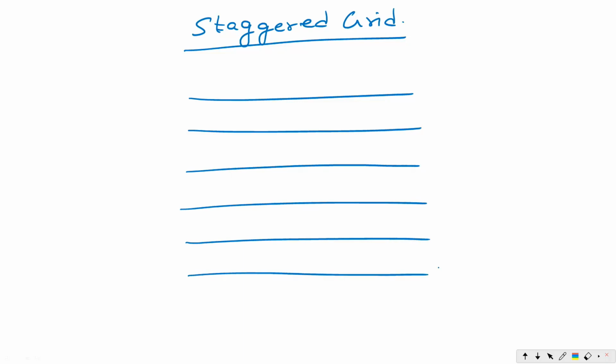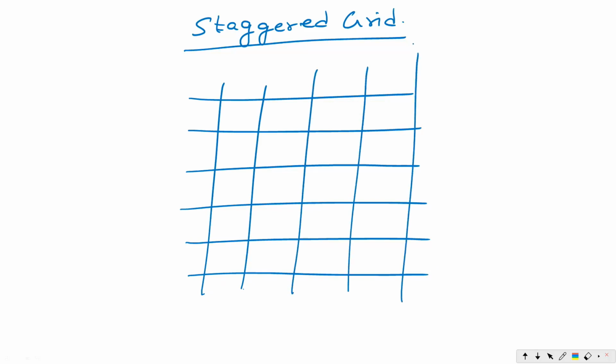So I am drawing the grid lines. Let us see, this node is the present node and this node is my eastern node, this node is my western node, this node is my northern node and this node is my southern node. So we can see the node P is in the center, and the eastern node is here, the northern node is here, the western node and southern node are here.